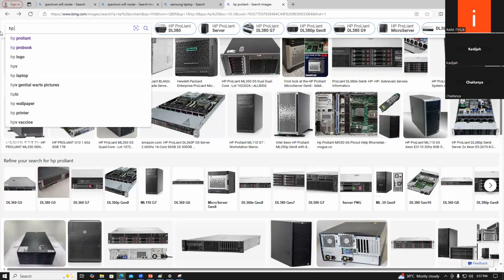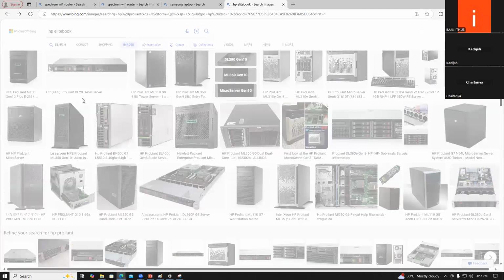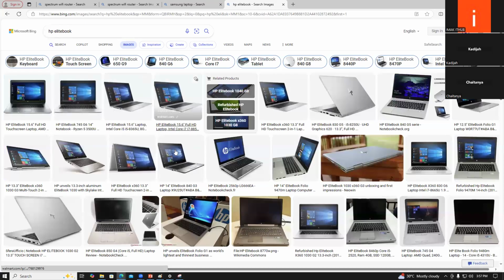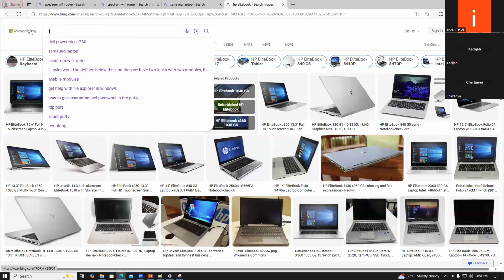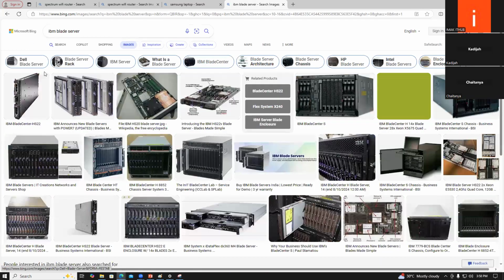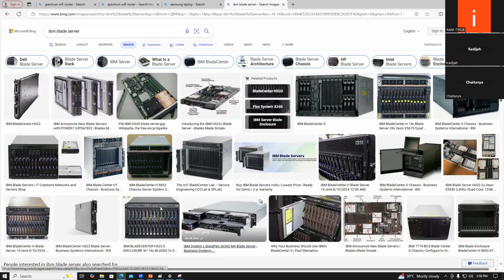What is that? HP EliteBook. So HP EliteBook is for a single user operating system. In the same way, IBM Blade servers. Right, so this is the IBM Blade servers.